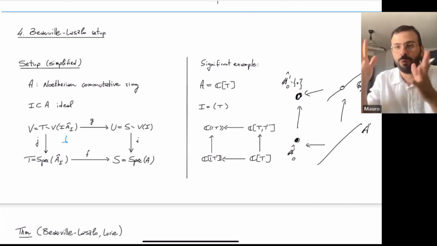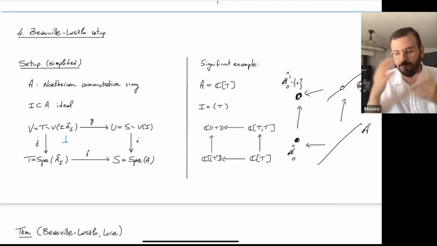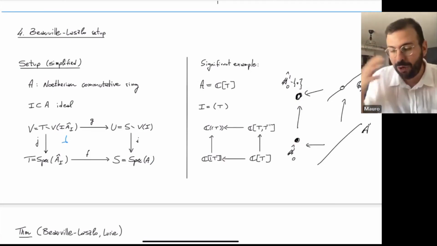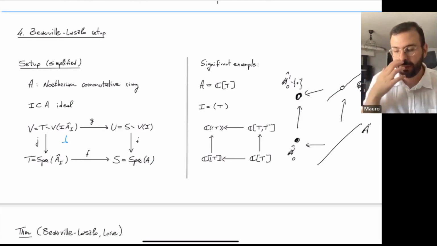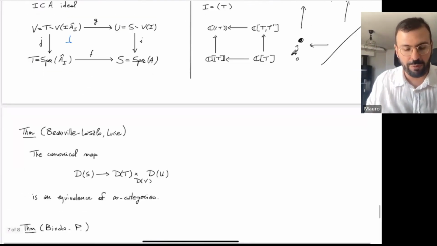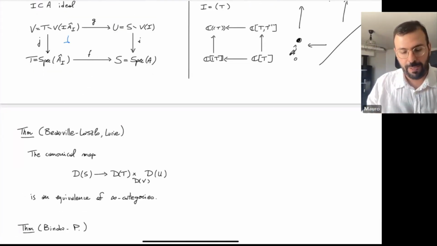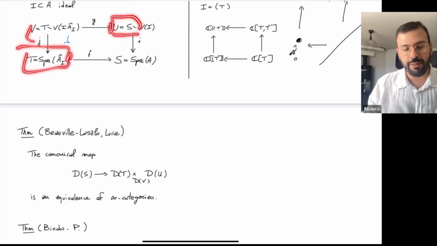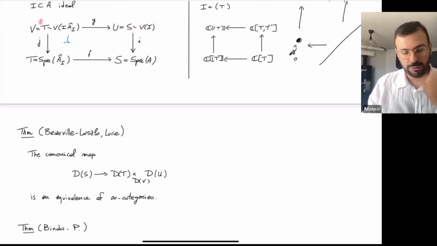If you think of this as a tubular neighborhood, then in topological or differential geometric terms, it's clear. And in algebraic geometry, it's a little bit more challenging to formulate it. But the Beauville-Laszlo theorem states exactly this, that the derived category of quasi-coherent sheaves on S can be reconstructed as a fiber product of derived category here, derived category there, and derived category here.